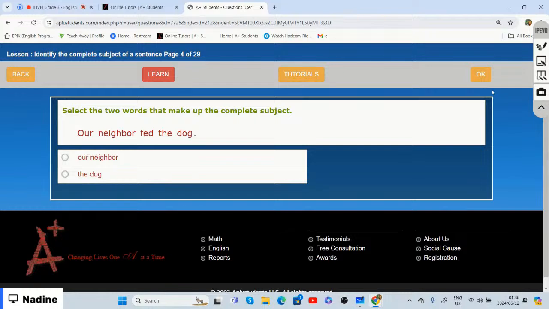All right, so now we need to select two words that make up the complete subject. It says, our neighbor fed the dog. Is it our neighbor that tells us either who or what is doing something, or is it the dog?